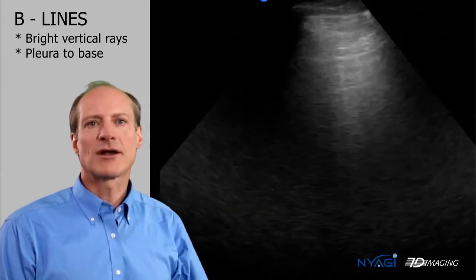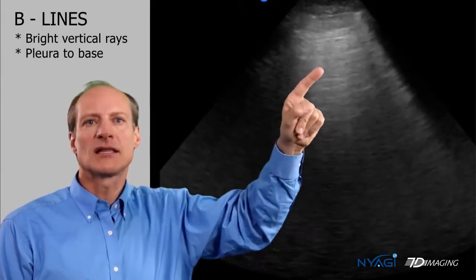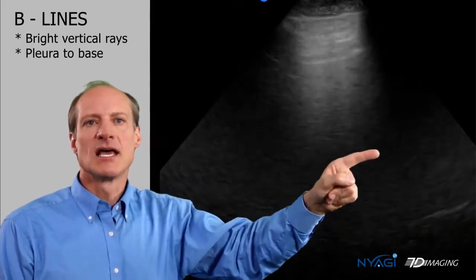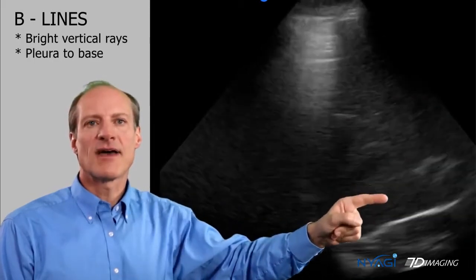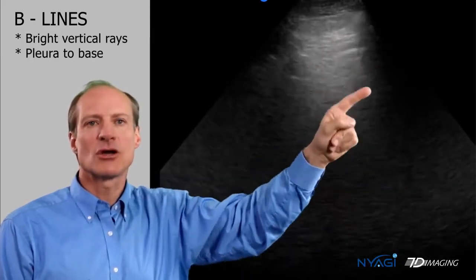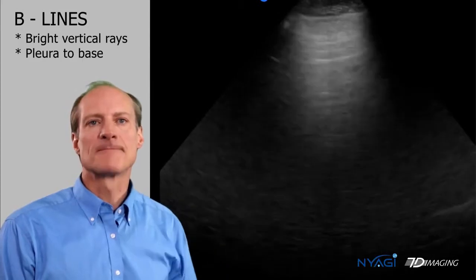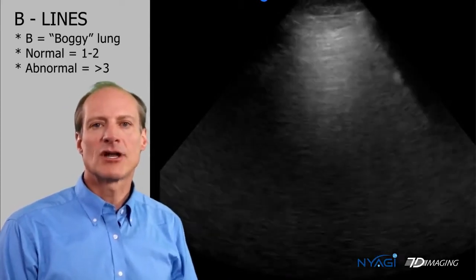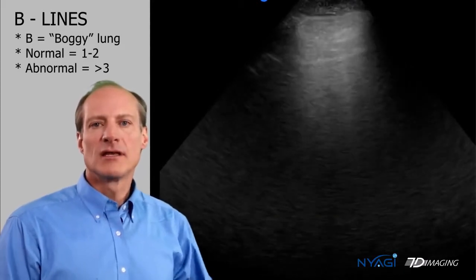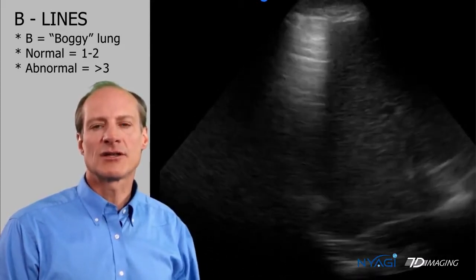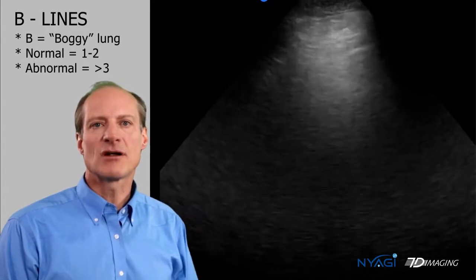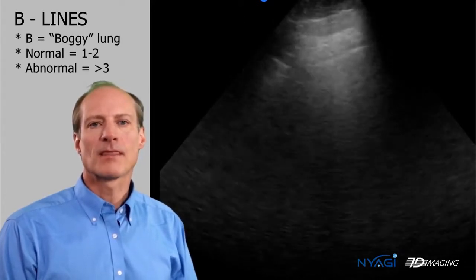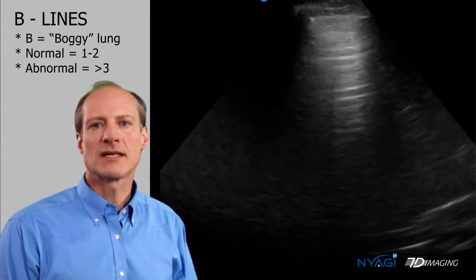As the lung gets wetter, you might start to lose the A-lines and you develop what's called B-lines. Those are vertical artifacts that extend from the pleural space all the way down to the base of the lung. B-lines represent fluid in the lung and are considered abnormal if more than 2 B-lines are seen in an intercostal space. So if you see 3 or more, it is a sign of wetness in the lungs.